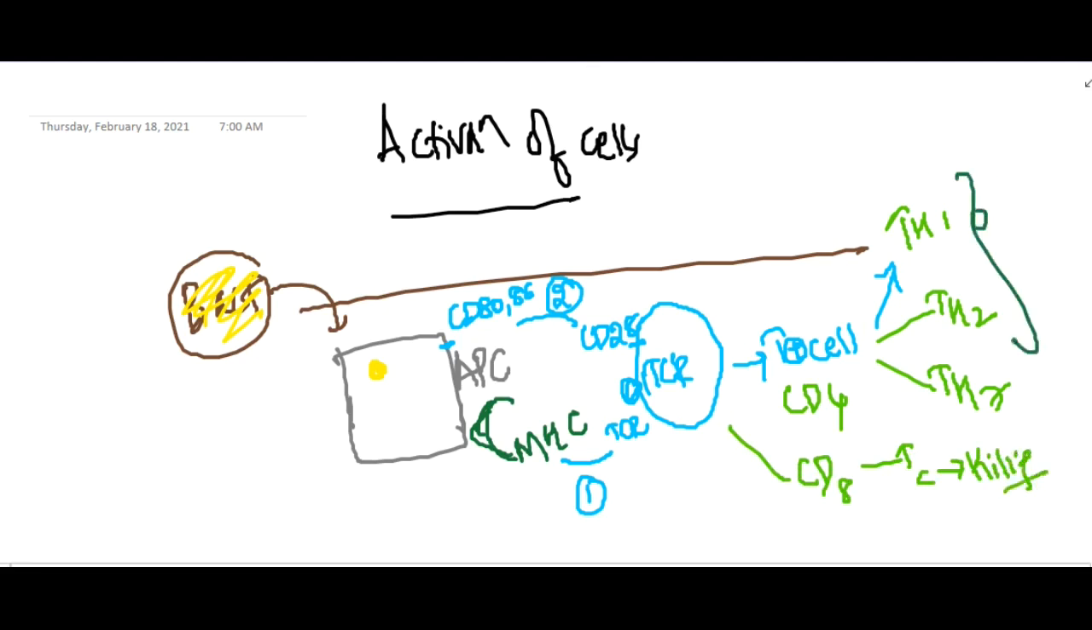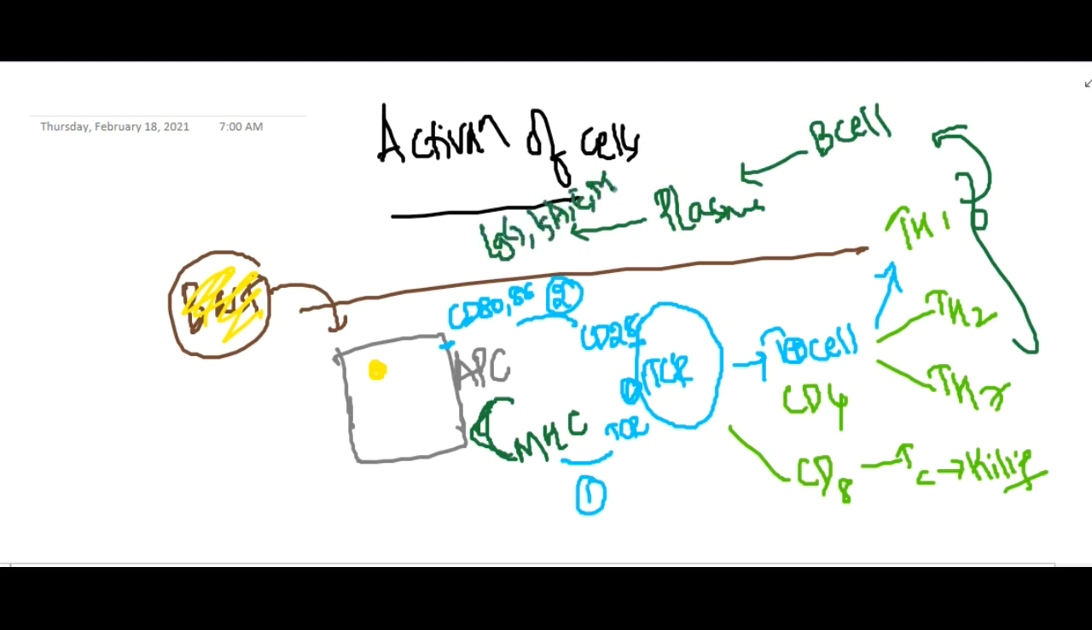Now these T cells will activate the B cell, which will get converted to plasma cell, which will result in formation of immunoglobulins. IgG, IgA, IgE, IgM, IgD are formed. So we will learn about each of them in detail now.